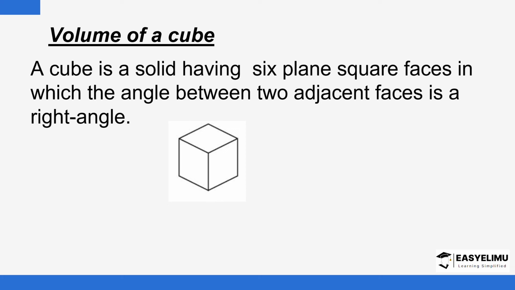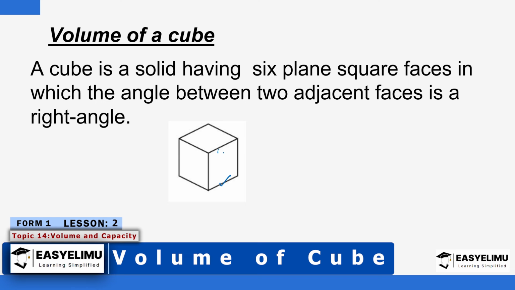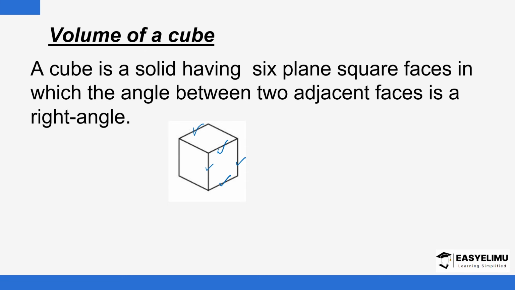So what is a cube? A cube is a solid with 6 plane square surfaces in which the angle between two adjacent faces is a right angle. And of course, all the sides, all the lengths, all of them are supposed to be the same in measure. That's what makes it a cube.